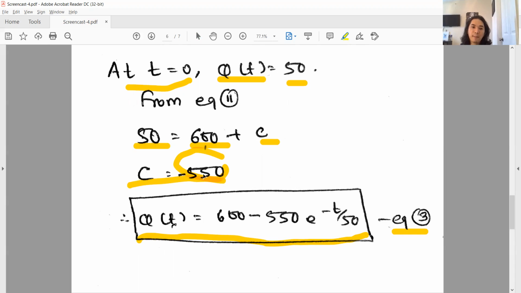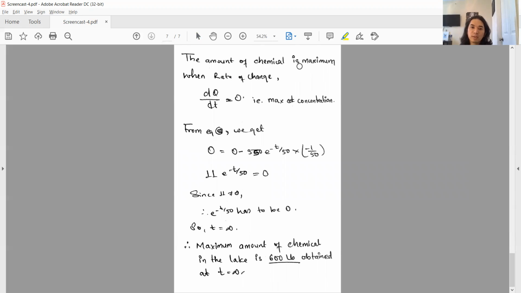After solving the differential equation, we need to find the maximum amount of chemical at a given time t. In order to do that, the amount of chemical is maximum when the rate of change is 0. So we set dq over dt as 0. From equation 3, we get this equation right here. After solving the equation, we get 11 e to the power negative t over 50 equals 0.